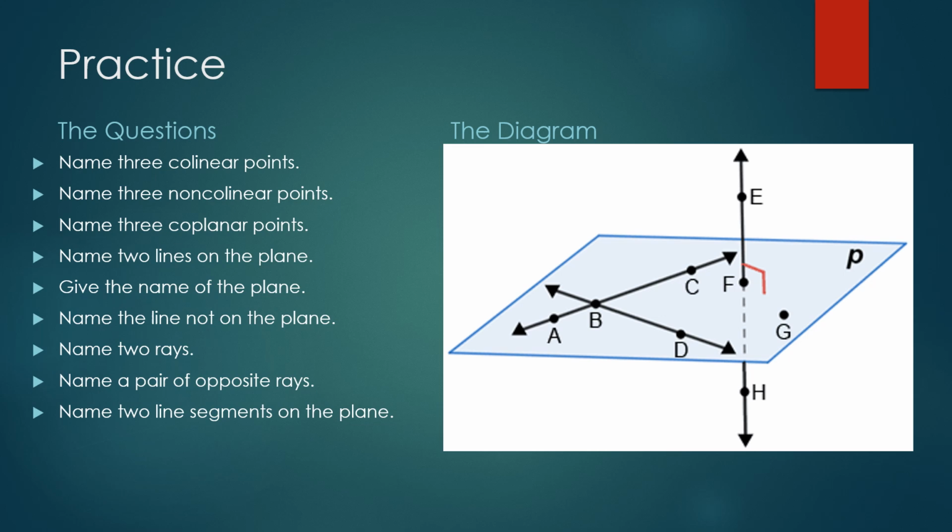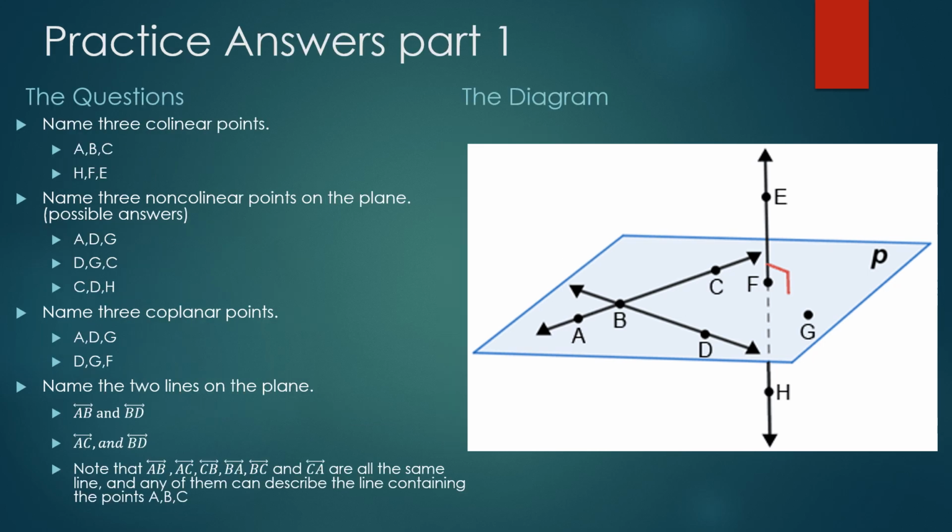Now that you've practiced, let's look at the answers. Here are the answers to all the questions. Please note that some of these are not all the possible answers, but only a few. Remember that collinear means they have to be on the same line, so we could have done either A, B, C, or we could have done E, D, F. Although we do have a secondary line here on the plane, we only have 2 points, so we couldn't use that for the 3 points.